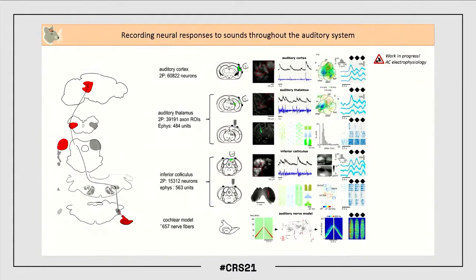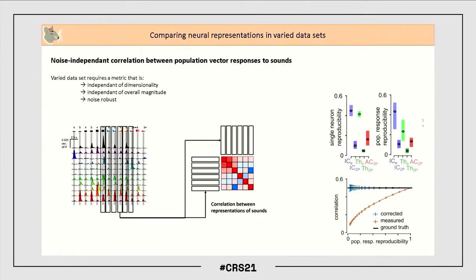So once we had the data set, we needed to find a way of fairly comparing representations at each level. This was a bit of a challenge because since we were combining different methods, we had different dimensionalities, different magnitudes, and sometimes we're using spikes, sometimes we're using fluorescence, and of course different levels of noise because measurement noise is very variable, as you can see on the right of the screen. So we chose to use correlation, that is robust to dimensionality and magnitude, and also because we could devise a noise-corrected correlation measure to get rid of the problem of noise.